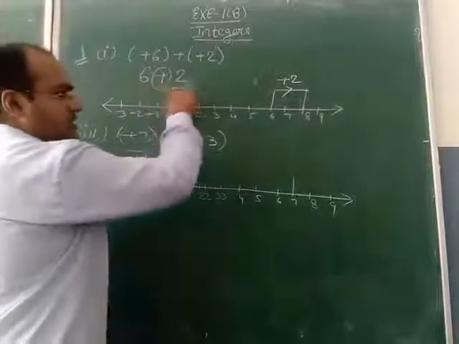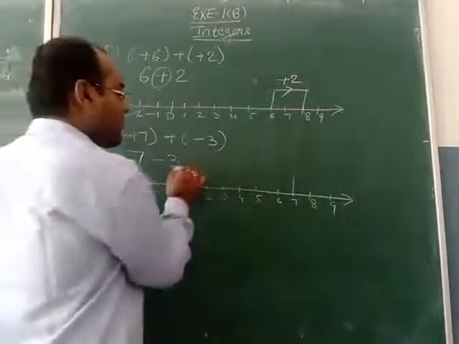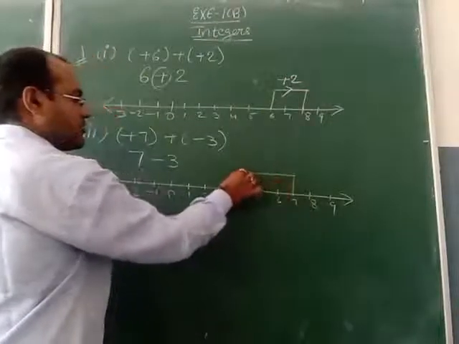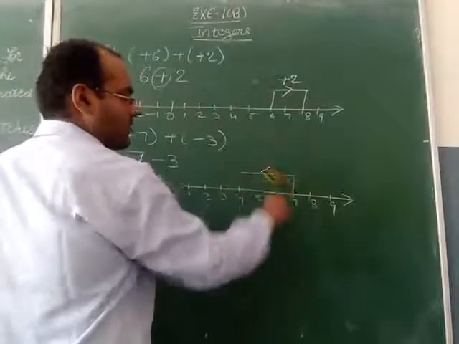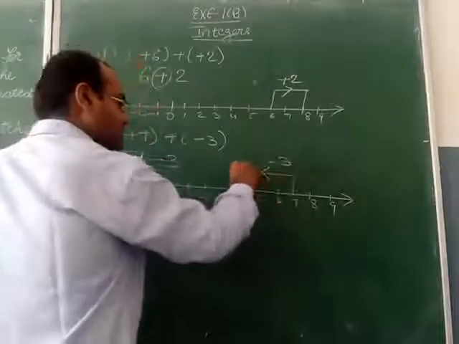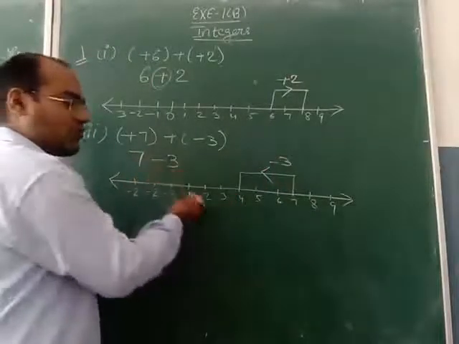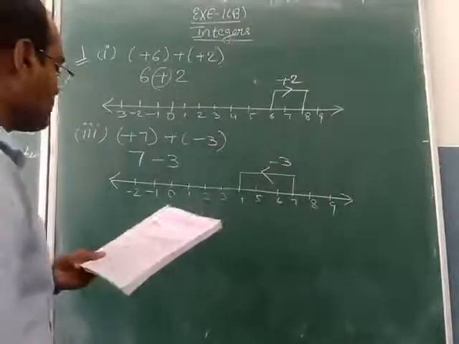In this, plus was there, that's why we were going right side. Now minus is coming, we will come left side. How many steps? 3. 1, 2, 3. After moving 3 steps backward, we will show an arrow. We are moving this side. -3. Our answer is 4. So 7 minus 3 is 4. On the number line we are showing the answer is 4. Now question number 2.